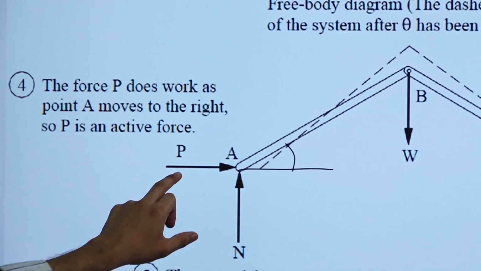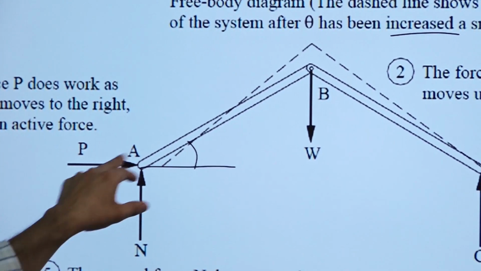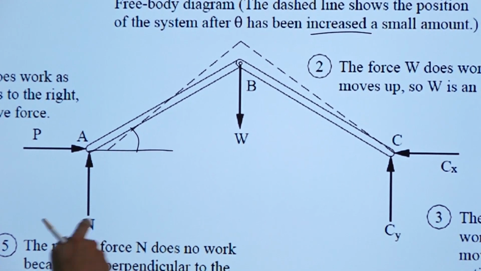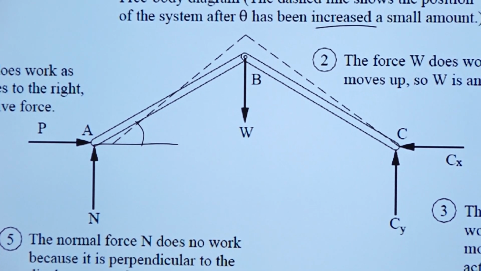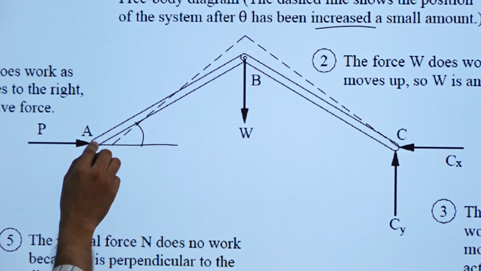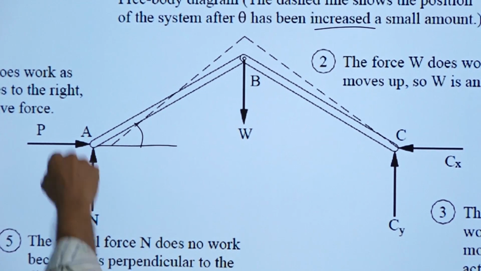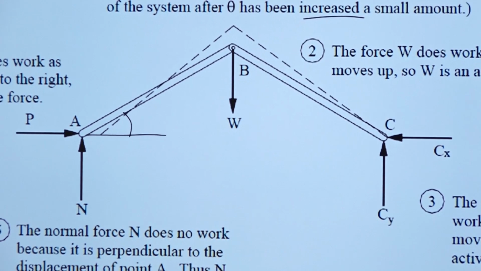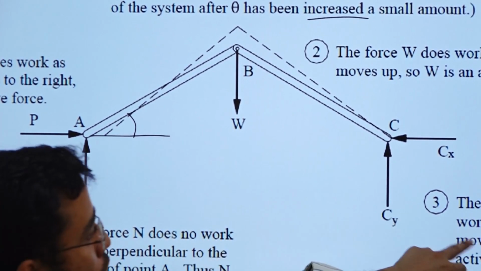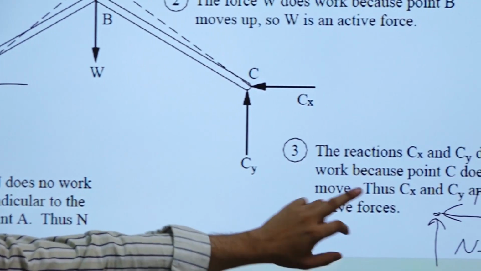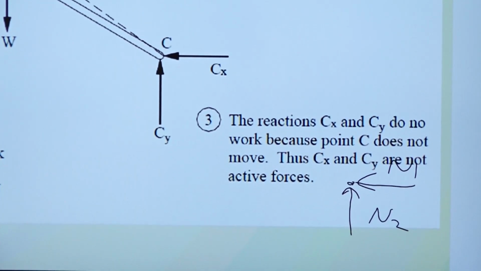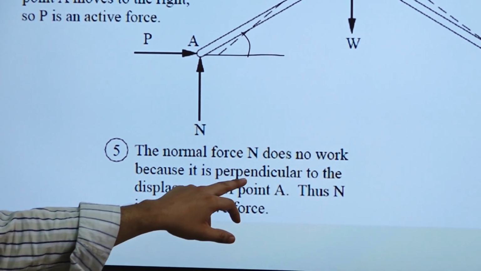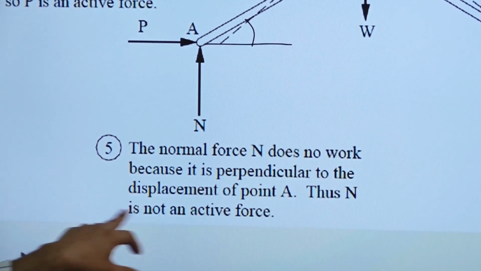So that's what I told you, only P and W are active forces because they are the only ones doing work. They have some option to do work, right? And Cy, Cx, they don't, because this point is not moving at all. So the reactions Cx and Cy do not work because point C does not move anywhere. Thus Cx and Cy are not active forces. The normal force N does not work because it is perpendicular to the displacement of point A. Thus N is not an active force.